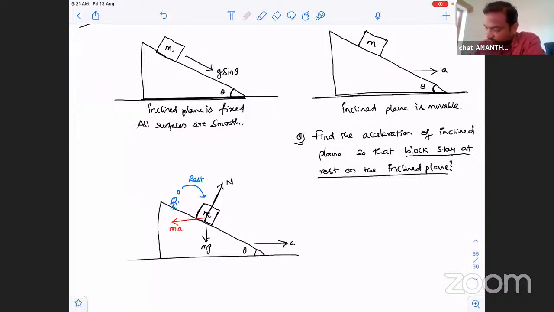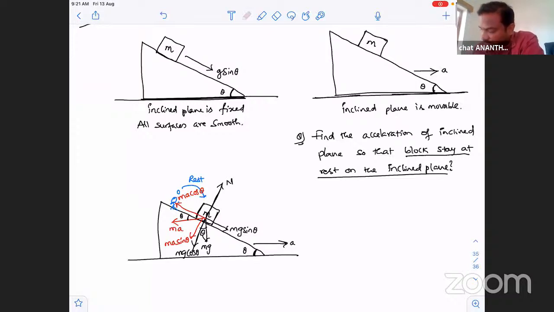If I extend this line, what will this angle be? Theta. Already I told you, the sine component will be down the inclined plane and the cos component will be perpendicular to the inclined plane for mg. Mg sin theta always acts down the inclined plane; mg cos theta acts perpendicular to the incline. If this angle is theta, this angle also will be theta. Now you can make components of ma also. Ma makes angle theta with the inclined plane, so ma cos theta is one component, and the other component is ma sin theta.